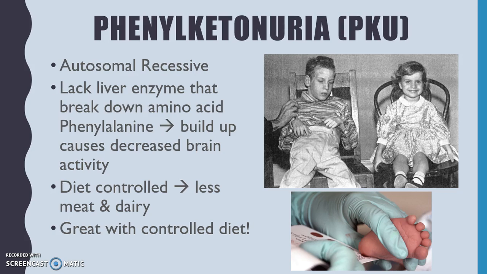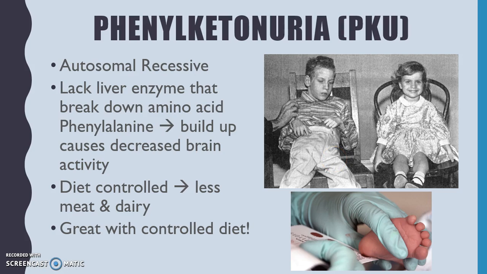The next disease is phenylketonuria, which is abbreviated PKU. Again, it's autosomal recessive. However, a person who inherits PKU lacks the liver enzyme necessary to break down one specific amino acid called phenylalanine. And with a buildup of phenylalanine, this causes your brain to decrease its brain activity and actually look like you have motor and neurological deficits. So the two siblings over here on the right, we have a girl who does not have PKU next to her brother.